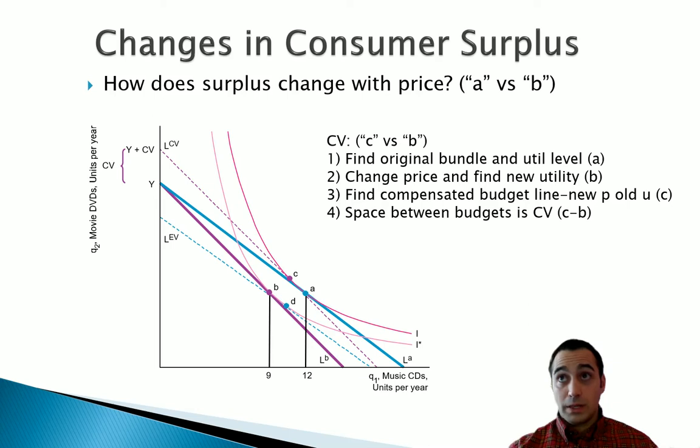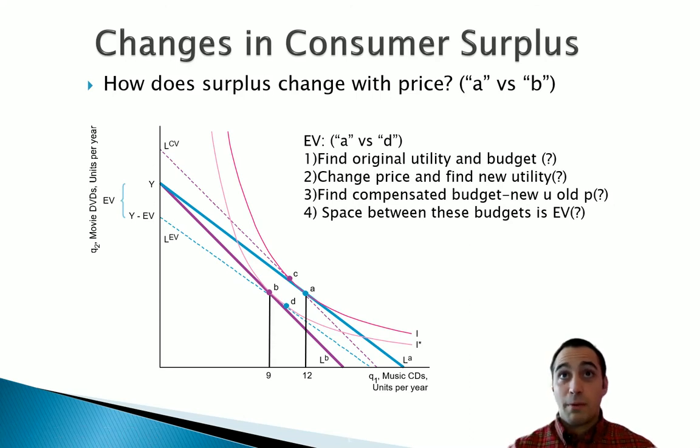So to be clear, we start at A. A is indifferent to C. At the new prices, we can afford B or D. The compensated demand we could find is associated with point C. The dollars between C and B is our CV. So that was how we found CV.